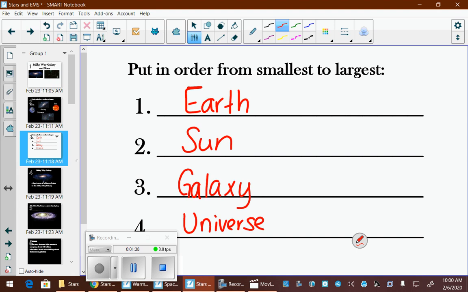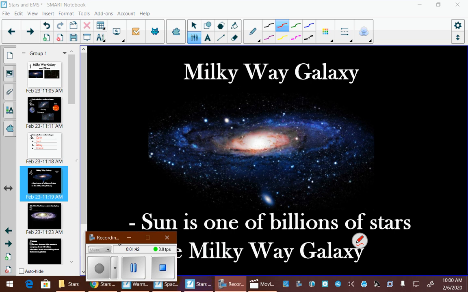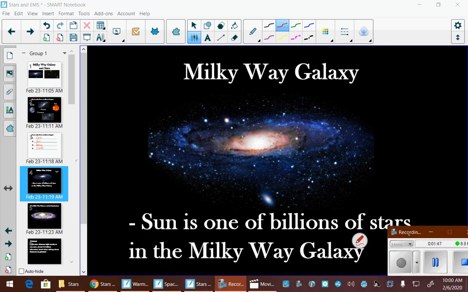Okay. So we are in the Milky Way galaxy. That is where we are at. And the sun is just one of billions of stars in the Milky Way galaxy, though. So the Milky Way galaxy includes many, many things other than just our sun and the planets within our solar system. So the sun is one of billions of stars in there.